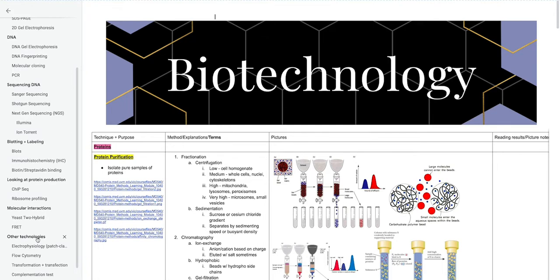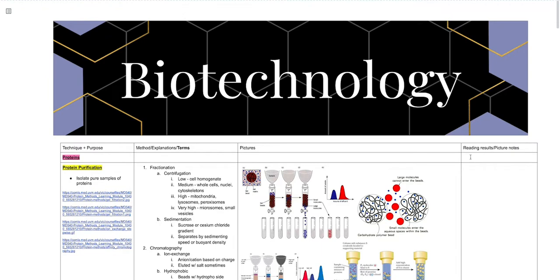Okay, so each technique will have a column that explains its purpose and has all the sources, and then there's a column with the information, the methods, the explanations, and sometimes there are vocabulary terms which will be bolded. And then there's a category here that is pictures. So these will help with visualizing and aiding the explanation. And then lastly, there is a column for how to read results and any notes on the pictures if it's applicable to the technique being explained. So let's get started.